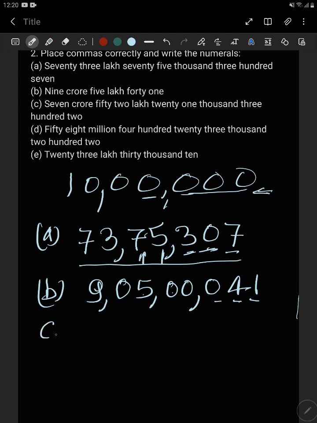Now we'll go for part C. Question C is 7 crore 50 lakh. So we'll write 7. Now in place of lakh it is 50, so we'll write 50.